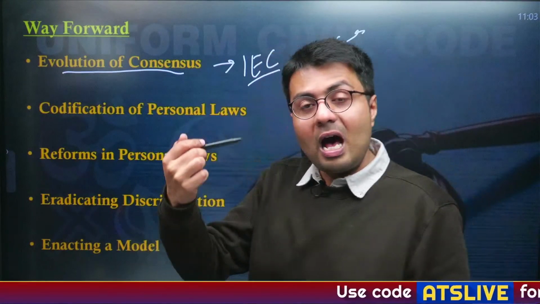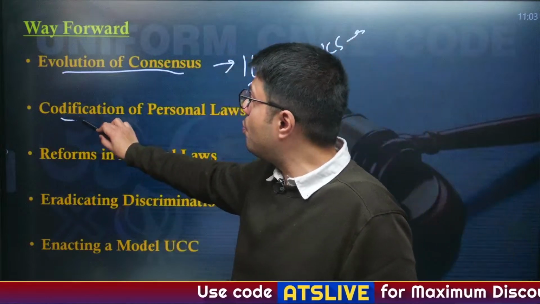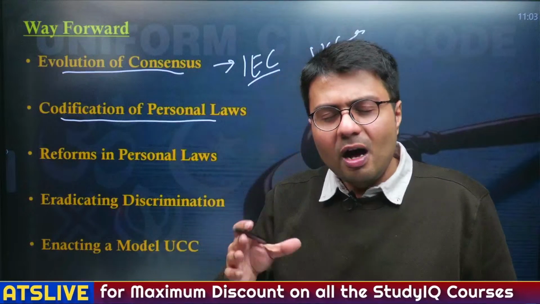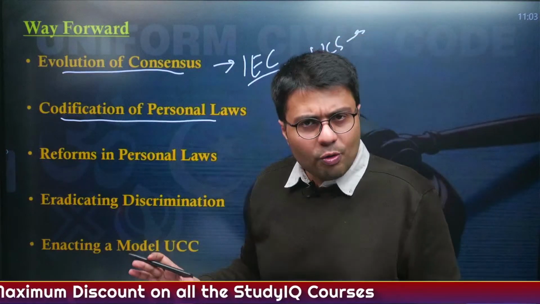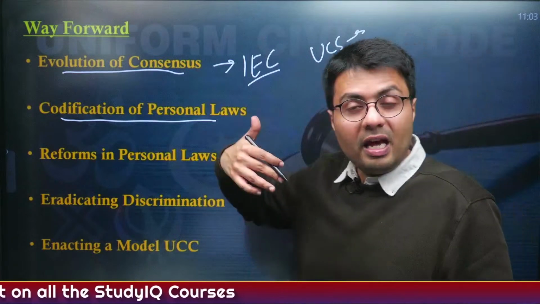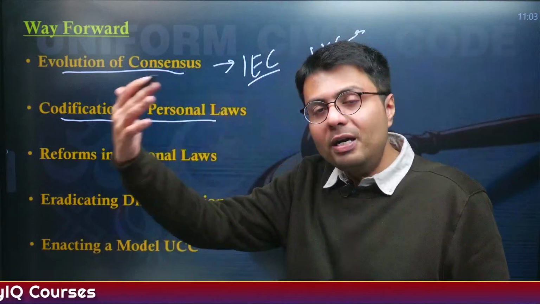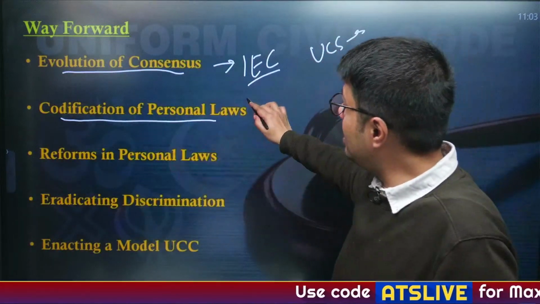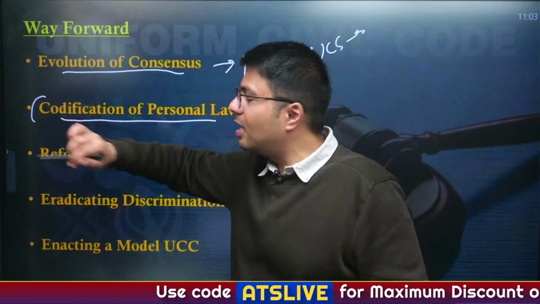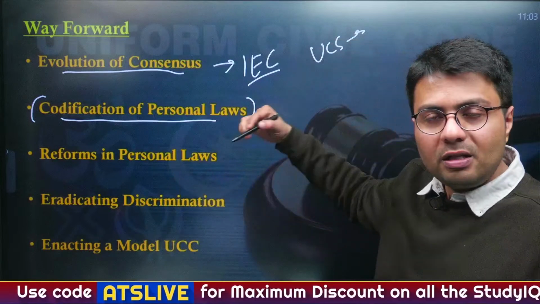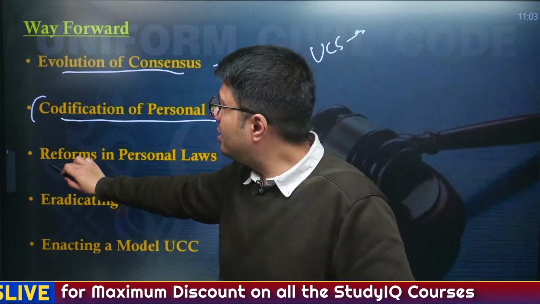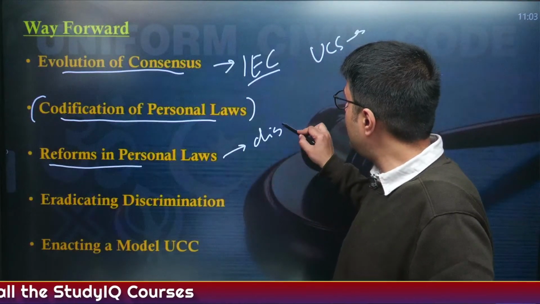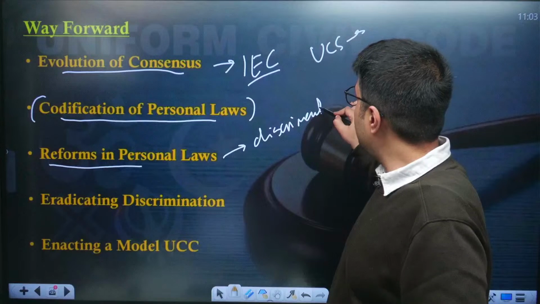Also, there are arguments that say, first of all, there is a need to codify the personal laws that exist in our country, because currently only a few laws in our country are in codified nature, whereas the implementation and interpretation of many other laws are not codified. So first of all, the government should take the process of codifying all the personal laws in the country, and once the codification is done, the government should take reforms in personal laws wherever there is a sense of discrimination against women or any other community.